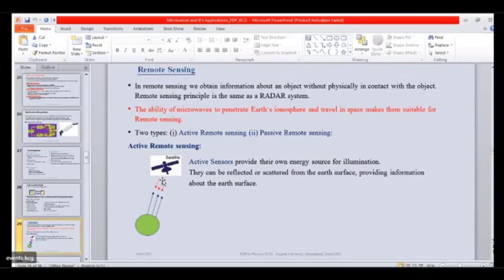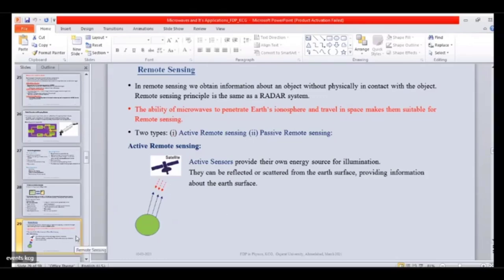Here a simple figure is shown, which explains the active remote sensing. So here a satellite is there, right? And satellite sends the electromagnetic radiation towards the object like the Earth, right? So this radiation falls on the Earth's surface. They interact with the surface of the Earth and they are re-radiated. And this re-radiated signal is again received by the satellite. It is processed, and through this processing of the signal, information about the Earth's surface can be obtained. Right? So this is an active remote sensing. Active remote sensing uses a source which generates the electromagnetic radiation.